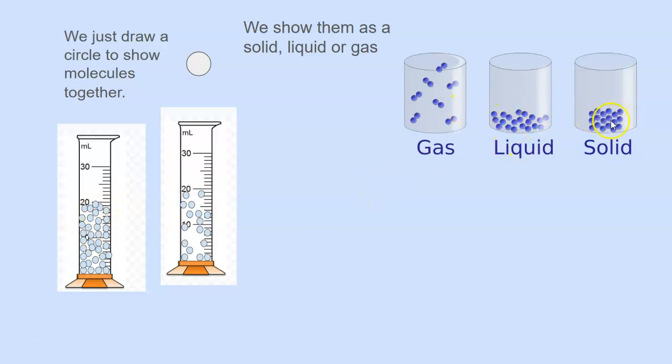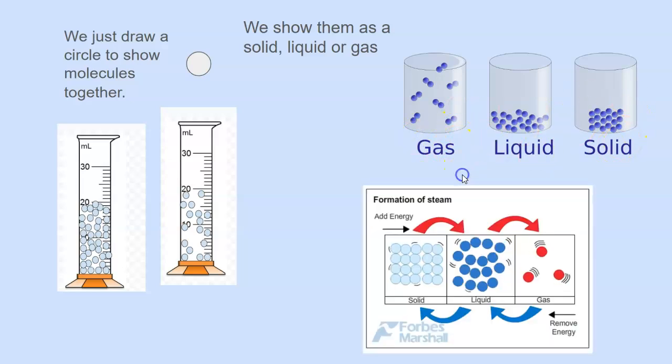A solid is going to be packed together. It's not going to go all the way to the sides, right? It's going to keep its shape. If I take a block and put it inside a glass, it doesn't change its shape, unlike liquids. So when we show molecules, that's what we're drawing.